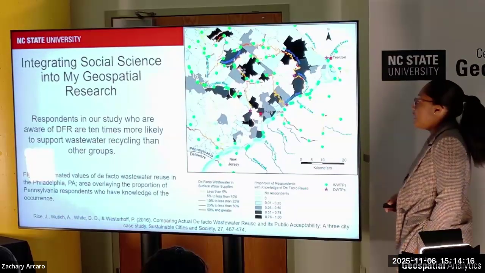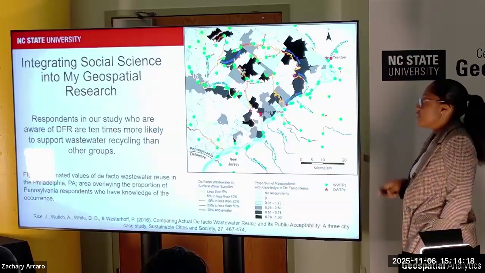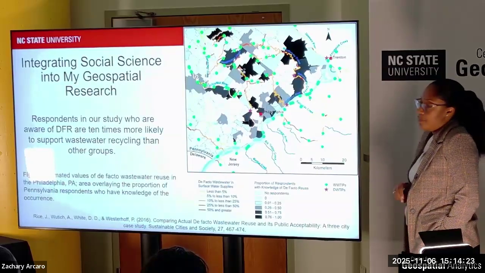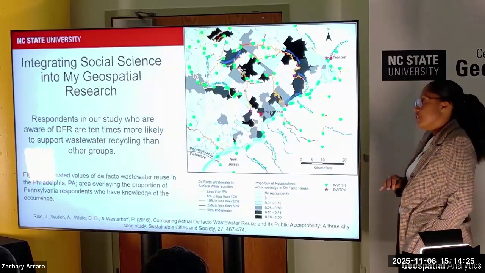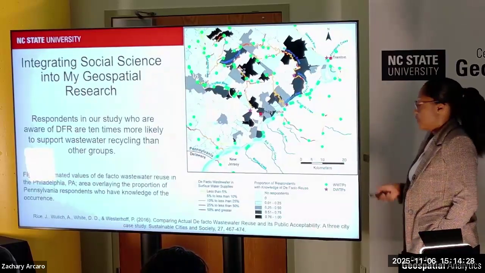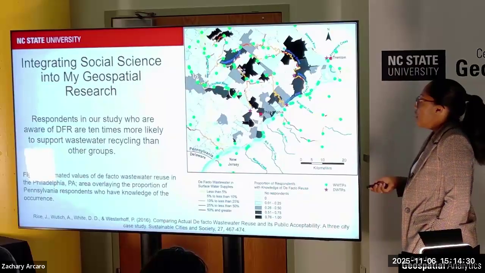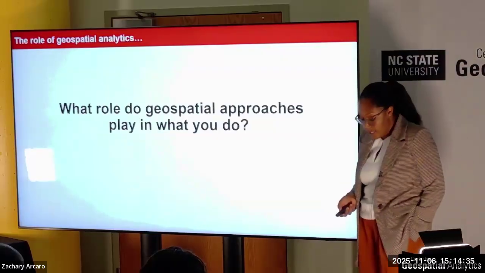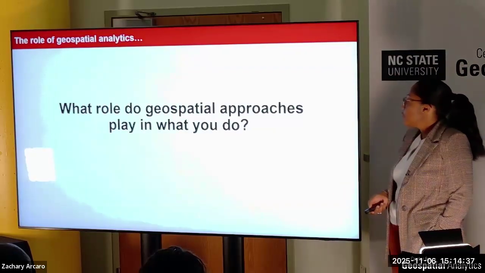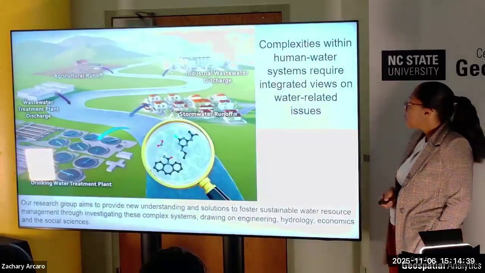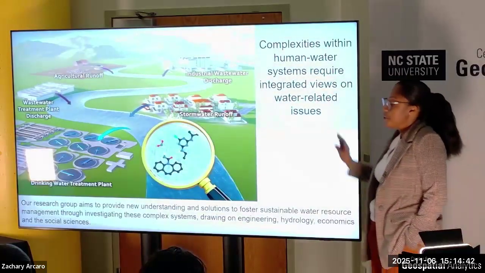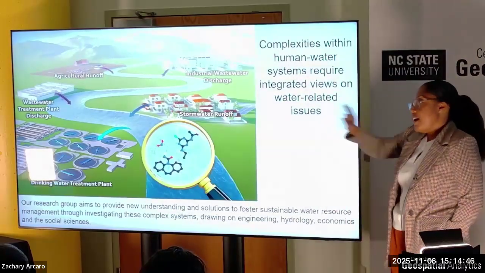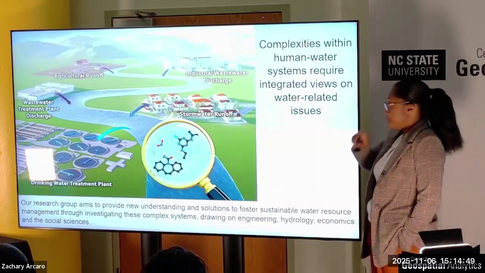But again, this is mainly the pathway to where I started to look at not only utilizing geospatial analytics for the environmental engineering questions, but also starting to integrate some of the social science perspectives as well. And so to segue into the next framing, what role do geospatial approaches play in what I do? I started out with my PhD work that linked de facto reuse to downstream drinking water.